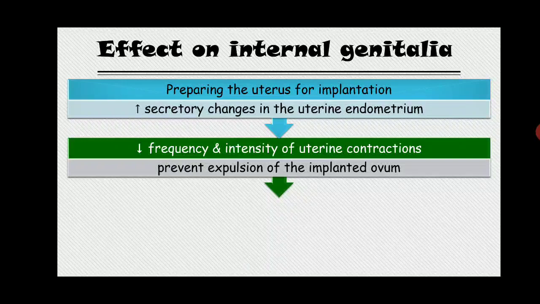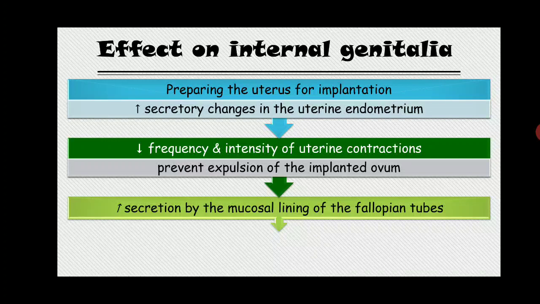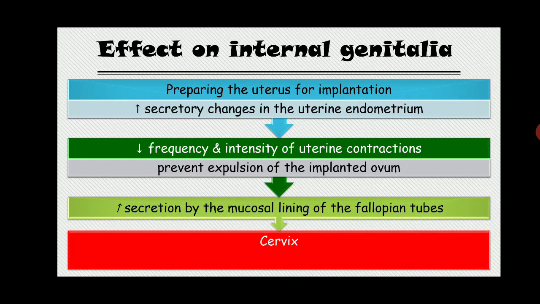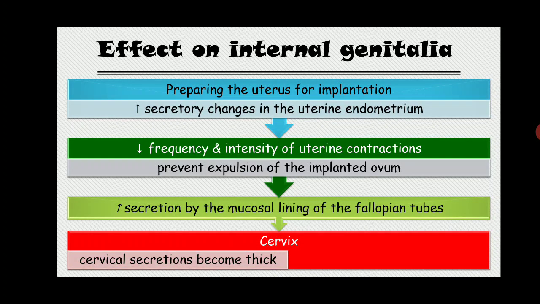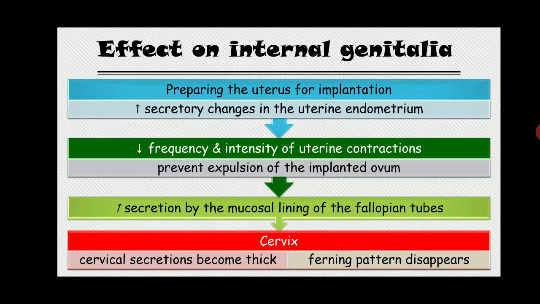So what does progesterone do? Progesterone will increase the secretion of the fallopian tube. And as far as the cervix is concerned, it makes the cervical secretion thick, right? The ferning pattern that was present earlier due to estrogen will disappear. So the ferning pattern is because of estrogen, and as progesterone comes into action, the ferning pattern disappears. This is necessary for fertilization, necessary for implantation, and necessary for preserving the pregnancy until the time of the actual birth. This is all the effect of progesterone over the internal genitalia.